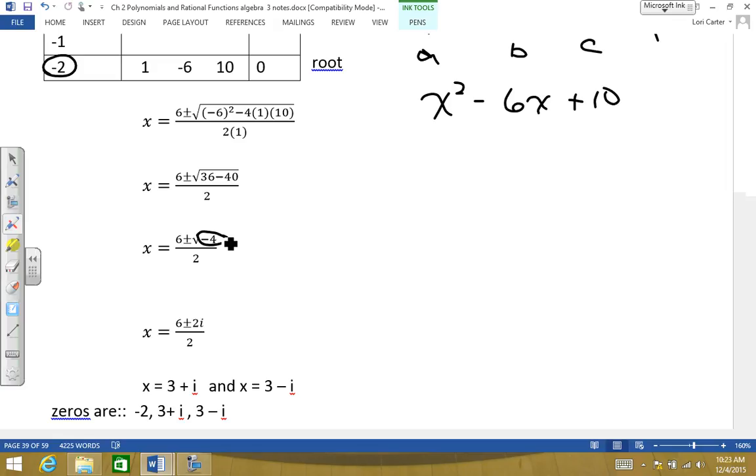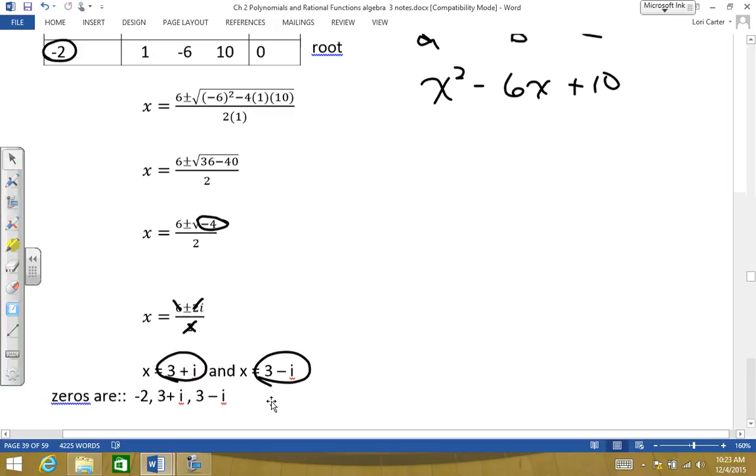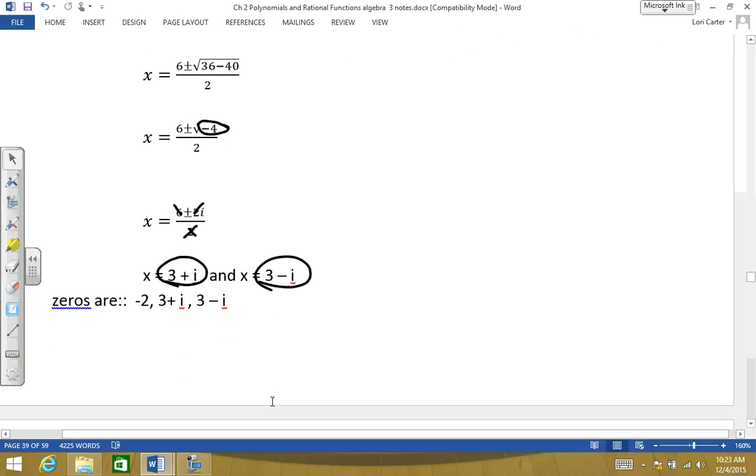Now, up here, we have 6 plus or minus the square root of -4, which is 2i. Everybody okay with that? Square root of 4 is 2. Square root of negative is i. Okay, how do I reduce this? Divide everything by 2. 6 divided by 2 and 2 divided by 2. That's how you get 3 plus i and 3 minus i. If I ask you for all of the roots, you have to list all of them. So the -2 is the first one you found using synthetic. The 3 plus i and the 3 minus i are the 2 you found using your quadratic.